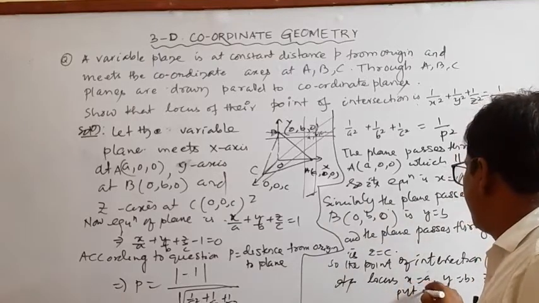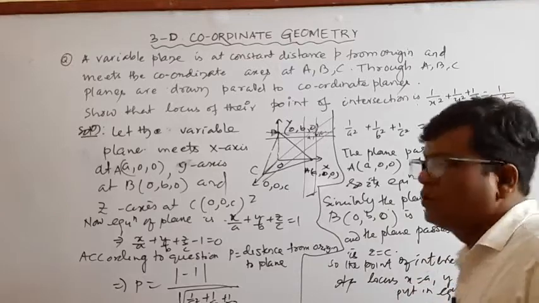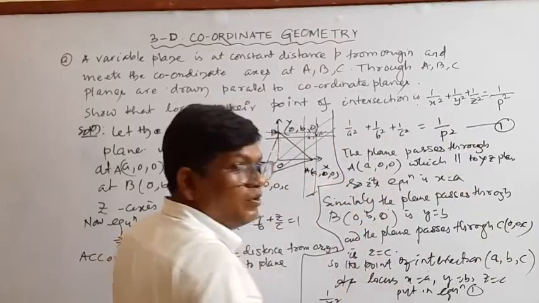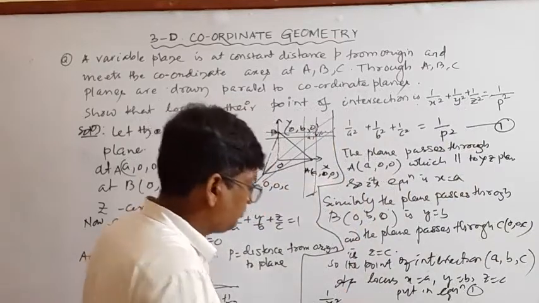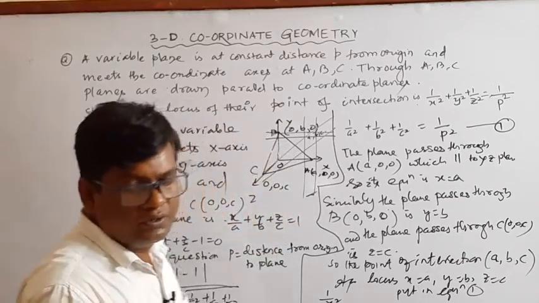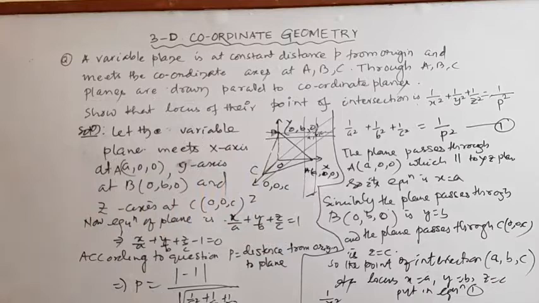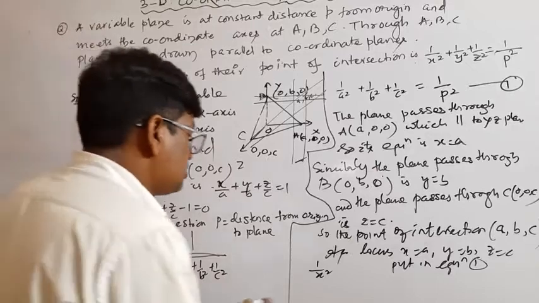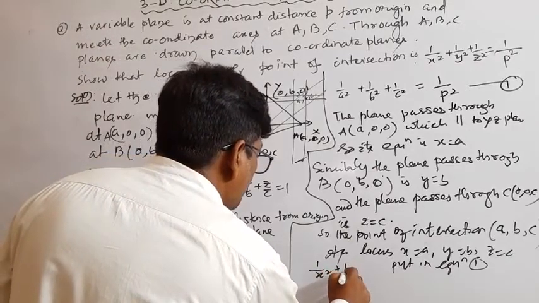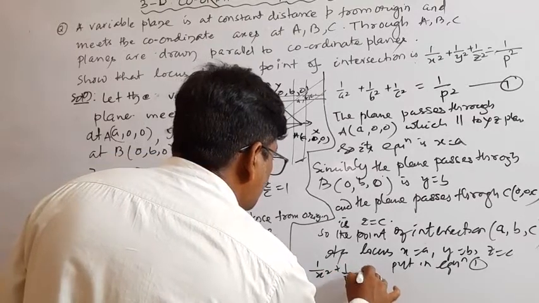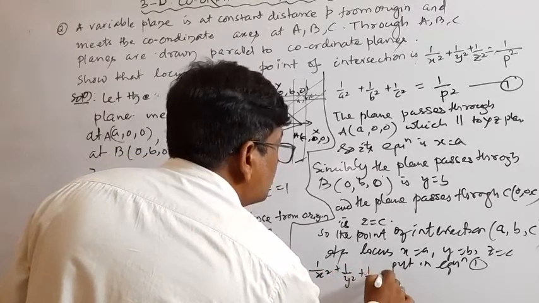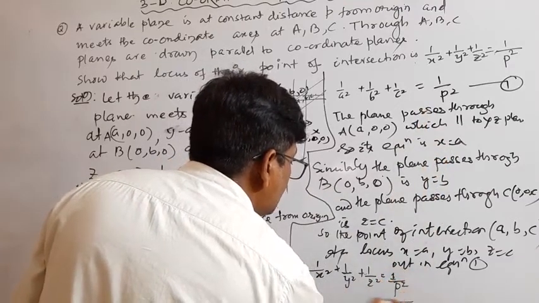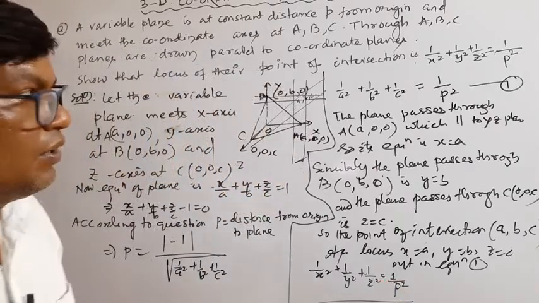Put in equation 1. That is 1 by x square plus 1 by y square plus 1 by z square is equal to 1 by p square. This is the locus of the point of intersection. Okay.